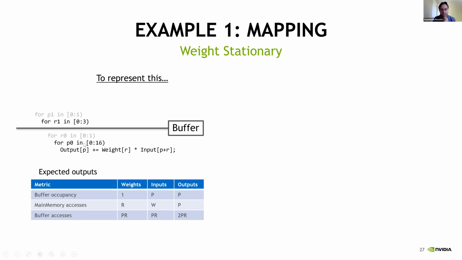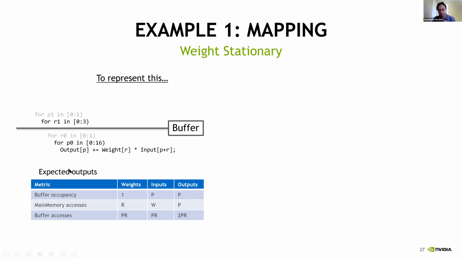So all I've done is partition the old loop, P and R. It's the same problem as before, the same workload. I just went over the P's in the buffer and then over the R's at the DRAM. Okay. And this is something that we call a weight stationary mapping. The reason for that is at the buffer, you're going across P's. So that means you're going across the output activations, but you're not going across the weights. So as you're going across this innermost loop, you're holding the same weight stationary. That's why it's called weight stationary.